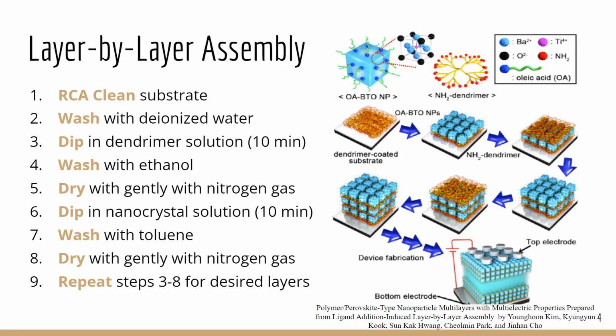To create this, we did an RCA clean on the substrate and washed it with deionized water, then submerged it in a dendrimer solution, washed with ethanol, and then dried with nitrogen gas. We then dipped it in the nanocrystal solution. In my research's case, it's hafnium oxide. Then we washed it and dried it. So we repeat the dipping and submersion process multiple times to get the alternating layers, and then electrodes are deposited on the top.